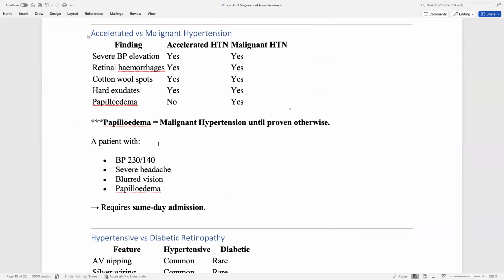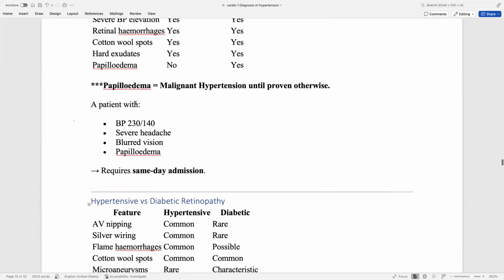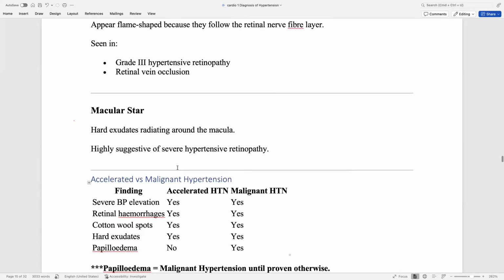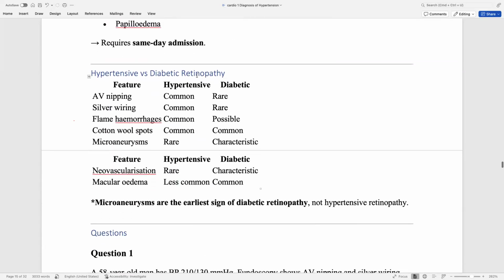Any papilledema in a patient with hypertension is malignant hypertension until proven otherwise. Usually it will be with a very high blood pressure. For papilledema, the action is same day. How to differentiate between diabetic retinopathy and hypertensive retinopathy? Arteriovenous nipping, silver wiring, flame hemorrhage. Okay. Flame hemorrhage and cotton wool can be in both hypertension and diabetes.